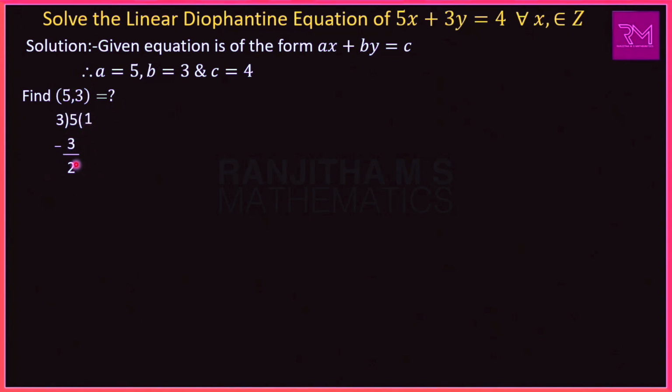Next step, we have to divide the divisor by the remainder. So we have to divide 3 by 2. Here we know that 2 into 1 is 2. Next we subtract 2 from 3. We get a value of 1. So 1 is the remainder.